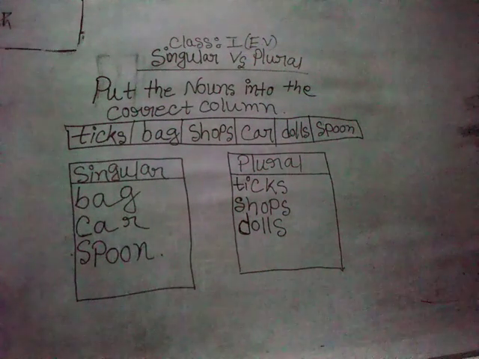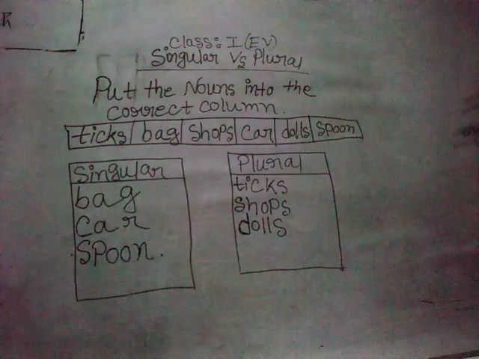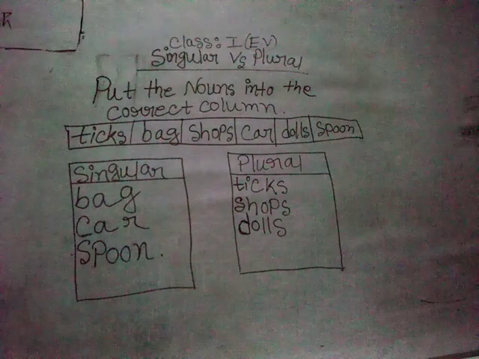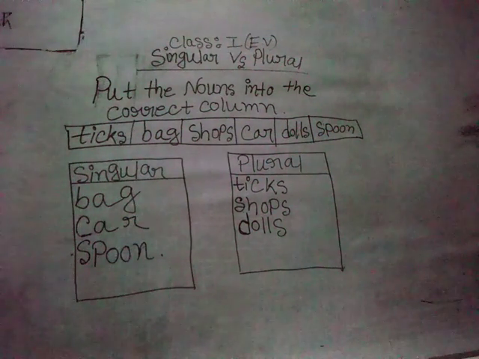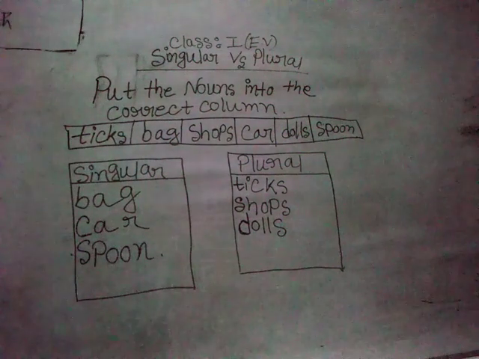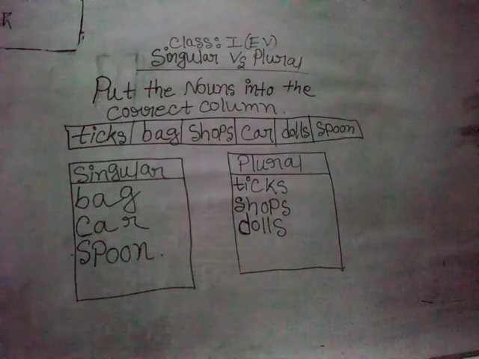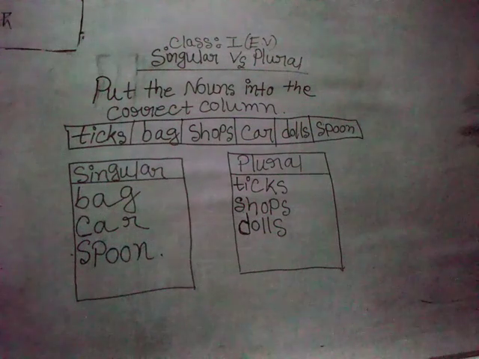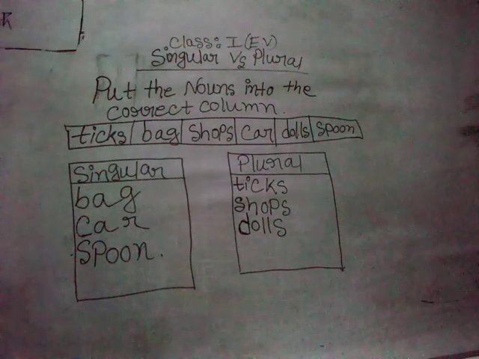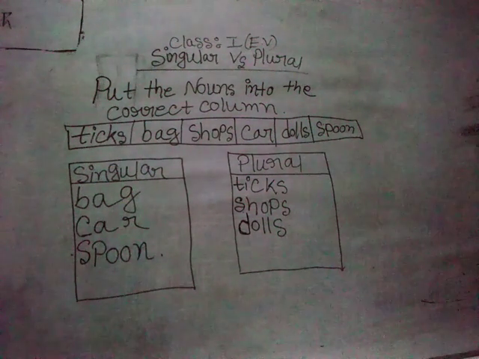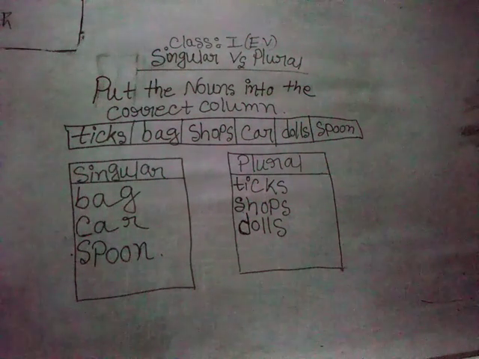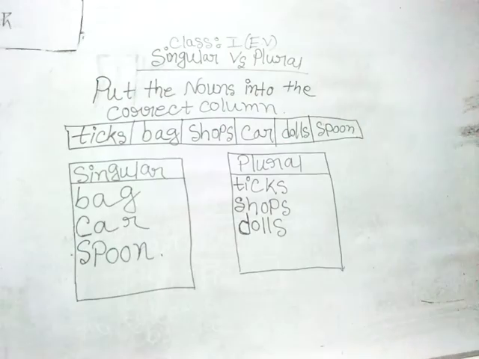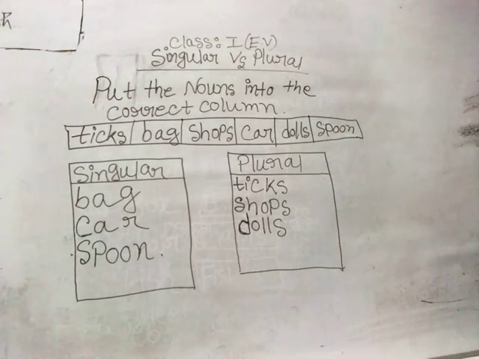So let us go through the words once again. Our instruction was to put the nouns into the correct column. Some of the clues will be given. From the clues we have to sense what should be placed into the singular column and what should be placed into the plural column. So ticks in the plural column. Now bag we put back into the singular. Shops we put it into the plural, and car will be in singular. Then dolls should be in plural, and a spoon should be in singular.